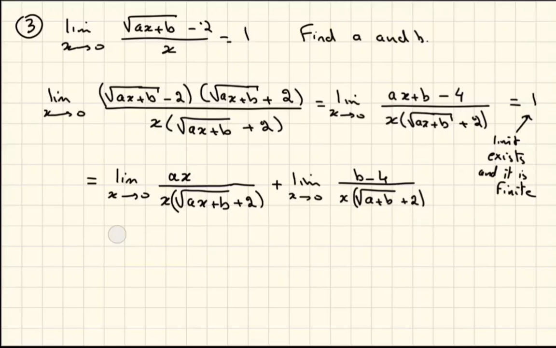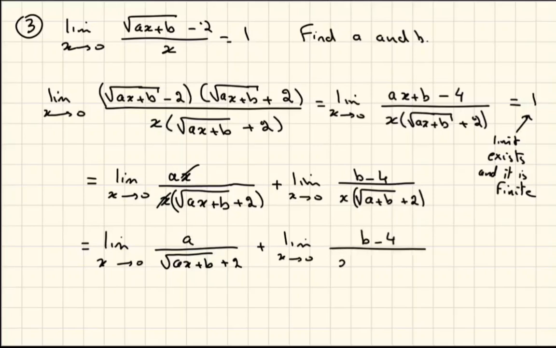Now, for the first one, clearly, the x and the x will cancel. So I get limit as x approaches 0 of a over radical ax plus b plus 2. And for the other one, I cannot cancel anything.